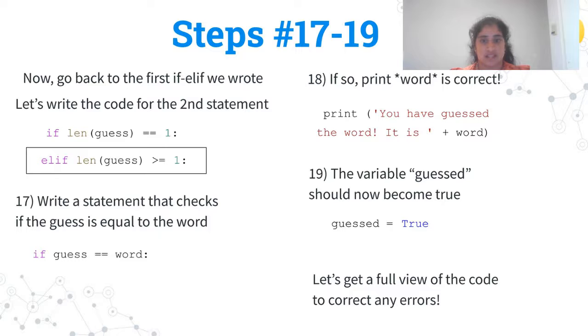The answer should look something like this: guessed is equal to True. Once again, True does not need quotation marks since it is a Boolean value. Now that we're done with our code, let's get a full view to see if there are any errors and to correct them.